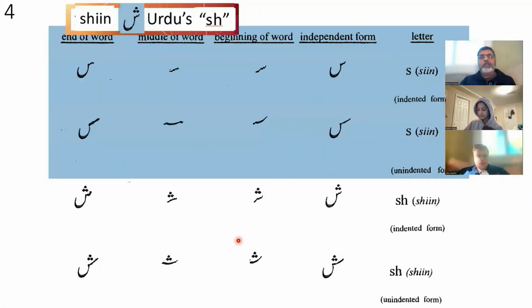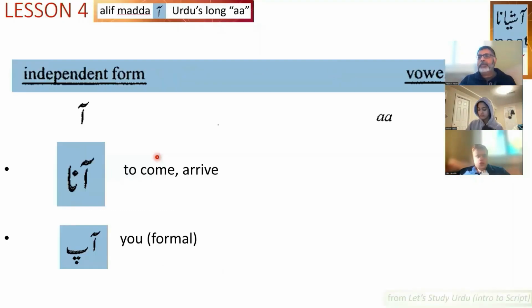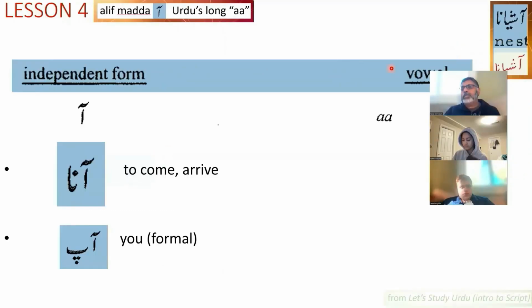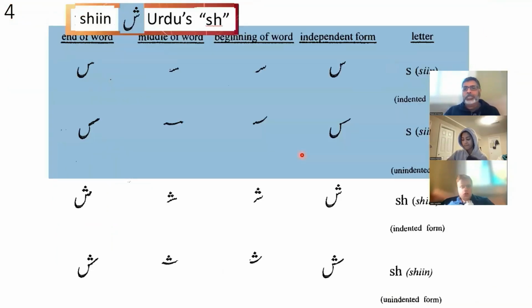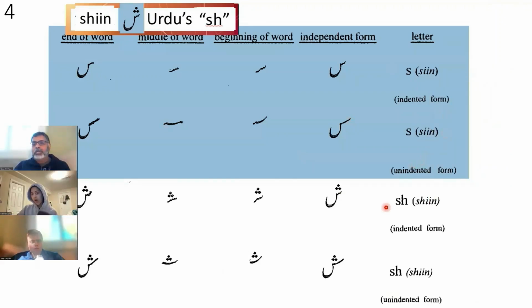Actually, now we're looking at the word sheen, and if we go back up, this is our word ashiana, so we need to do sheen. When you're learning Urdu, when you learn sheen, you learn it with its sibling seen, which is the S sound. So we got the letter seen, and this is the beginning form, when it's in the middle, and when it's at the end.